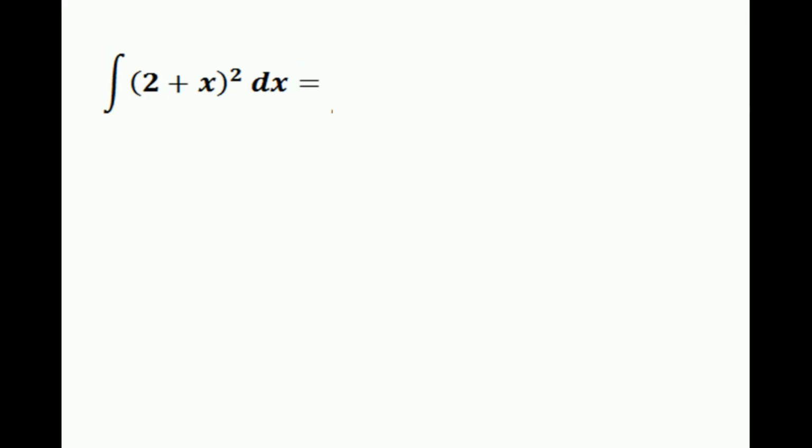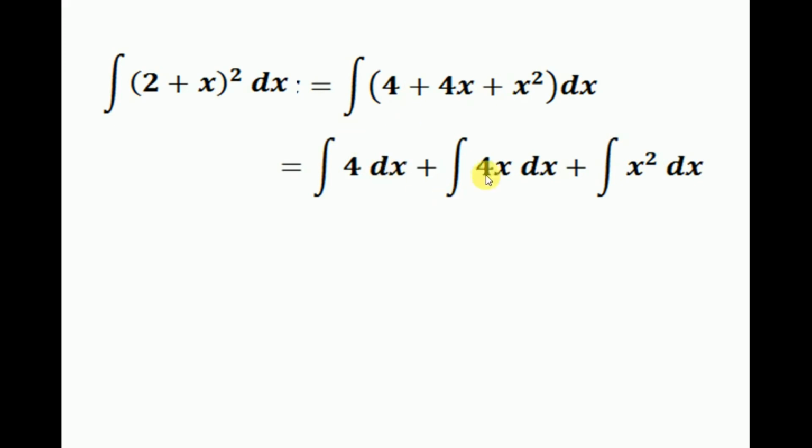Now let's solve one more question. Integration of (2 plus x) whole square dx. First I'll square this term, so I'll get 4 plus 4x plus x square. Now I'll open this bracket and integrate them individually. So the integration of the constant 4 dx is 4x plus c1. I'm writing c1 because I'll get two more constants from this term and this term.